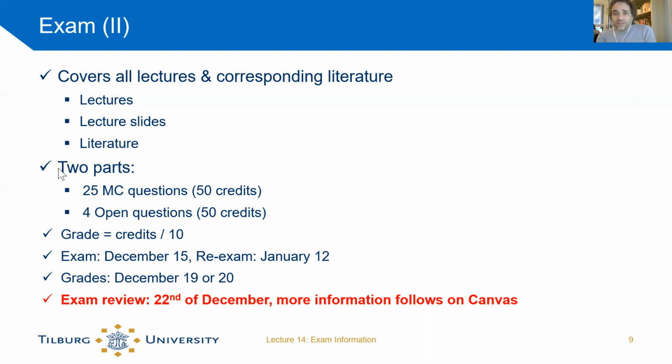So I only ask questions about things that I actually discussed in the lectures. Okay, there are 2 parts in the exam. There's a multiple choice part, which is 25 multiple choice questions. There is no chance correction or whatever. Every correct multiple choice question gives you 2 credits, for a total of 50 credits. Then we have 4 open questions. All those open questions consist of multiple sub questions, so 1, A, B, etc.